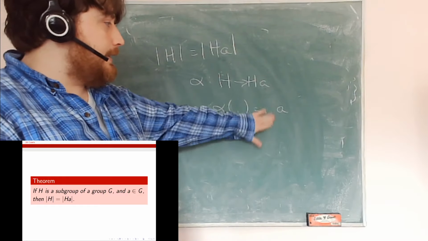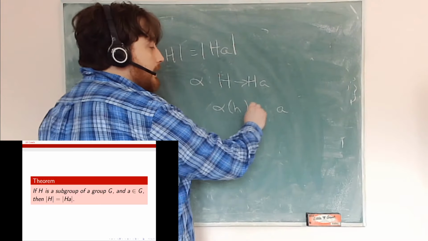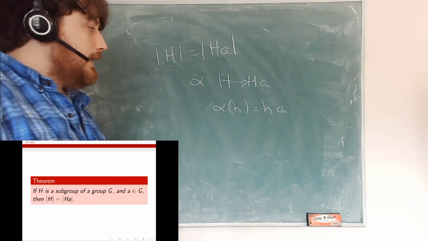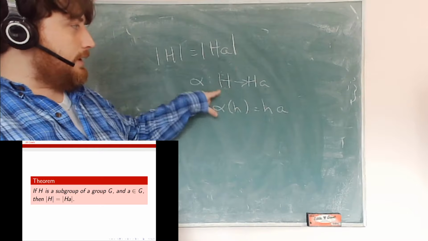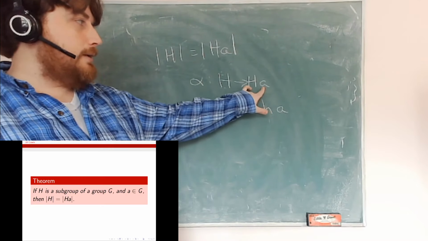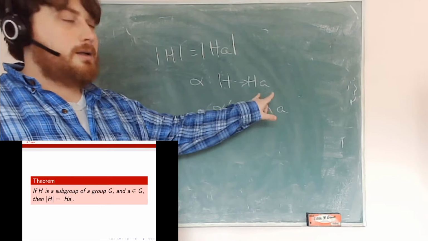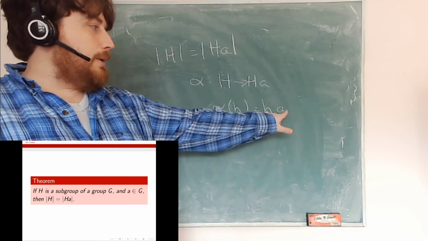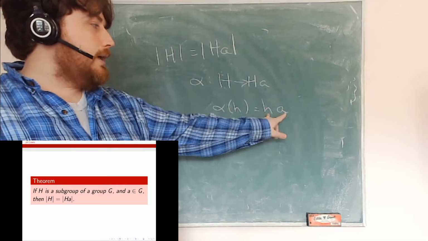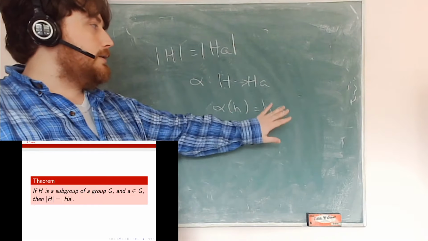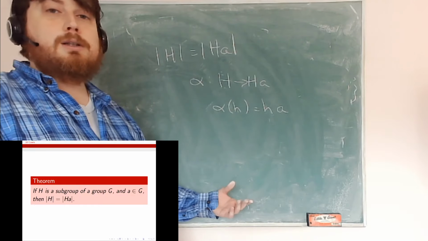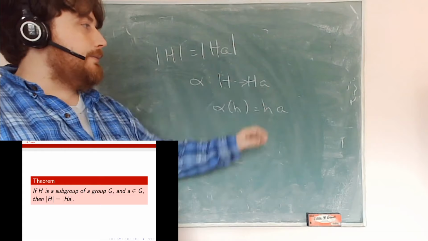So here, instead of using X, I can actually use an H. So alpha of H is equal to HA. So if I take anything in H and multiply it by A, I have to end up with something in HA, don't I? And I have to end up with a unique something because products are well defined within any group, and H is a subgroup of a group G. So this is a well-defined element of HA.